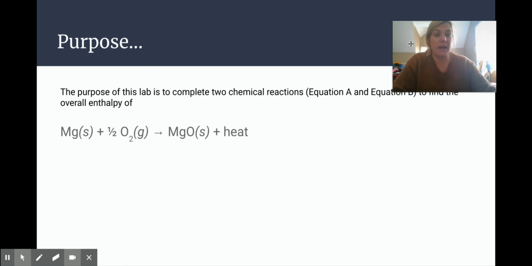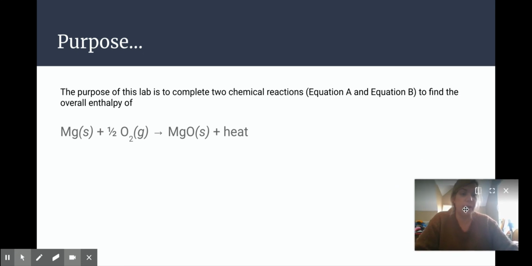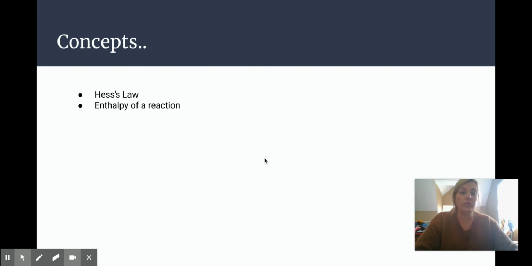So what's the purpose of this lab? This is what we're actually going to be writing in our lab notebook. The purpose of this lab is to complete two chemical reactions. So we're going to actually do equation A and equation B to find out the overall enthalpy of magnesium solid and oxygen gas making magnesium oxide. So we're ultimately trying to figure out how much heat is being released during the course of this reaction. The two concepts that we're focusing on for this lab that we've learned about are Hess's law and the enthalpy of a reaction.